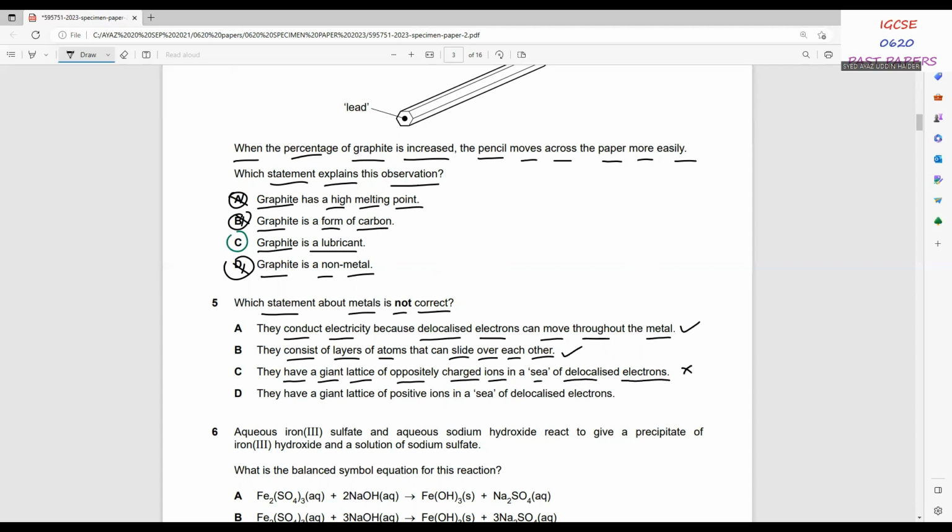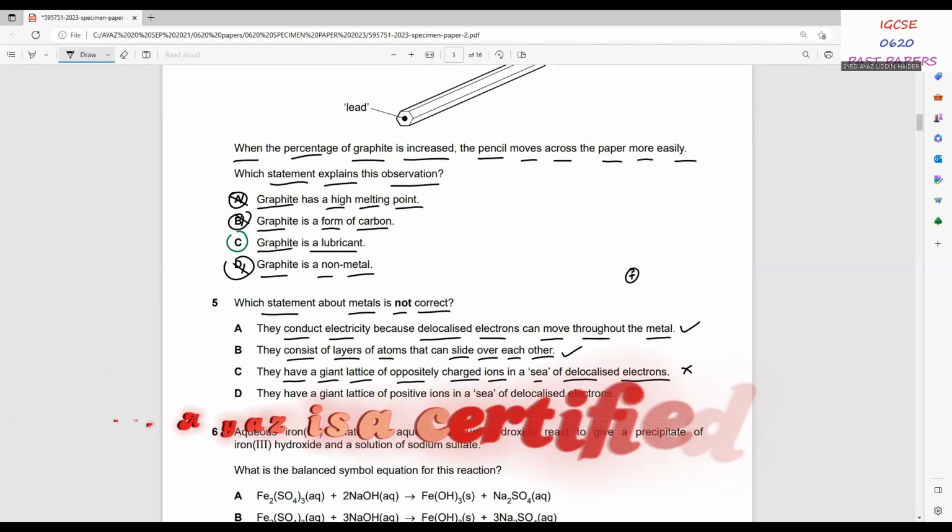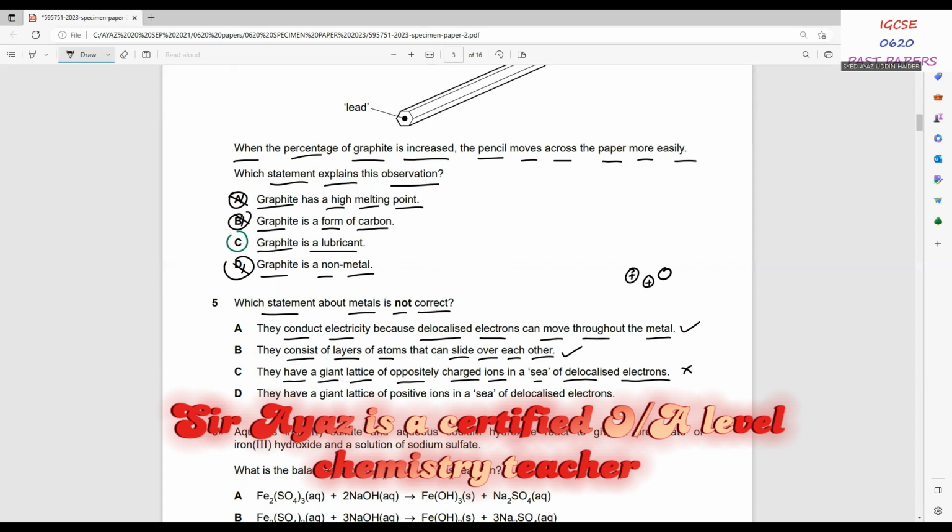This is wrong because there is a giant lattice, but it contains positively charged ions in a sea of delocalized electrons. It's not oppositely charged ions. Let me draw the structure of metal ions in metallic bonding. It will be like this. So you have positive ions. You don't have any oppositely charged ions.